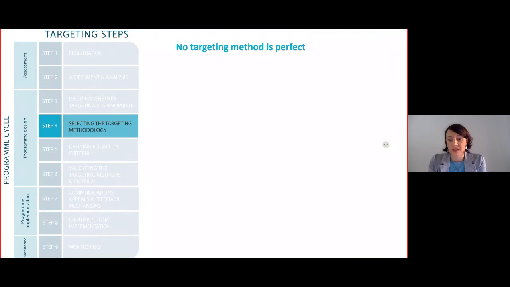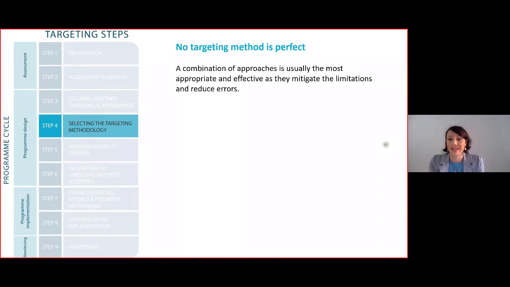Another step that we should consider is that we have different targeting methods. When we select the targeting method, we need to have in mind that no targeting method is perfect. Each method has limitations, pros and cons, and this needs to be evaluated for each of them based on the context where we are. Sometimes, to mitigate the limitations of each targeting method, a combination of approaches is usually the most appropriate and effective way to reduce error.